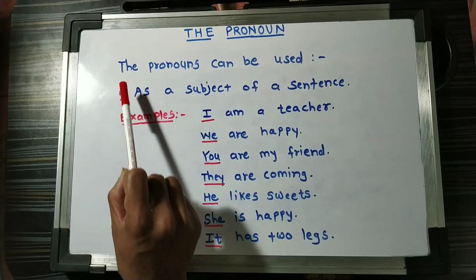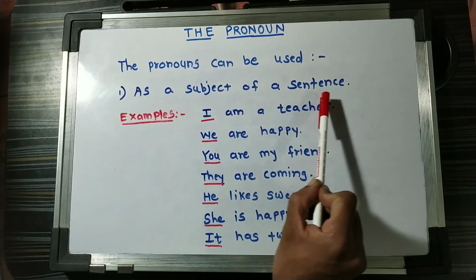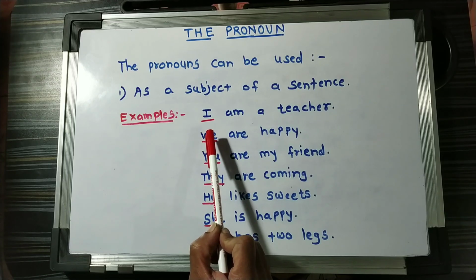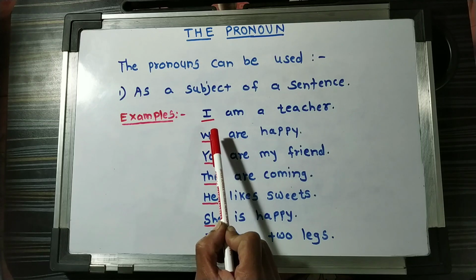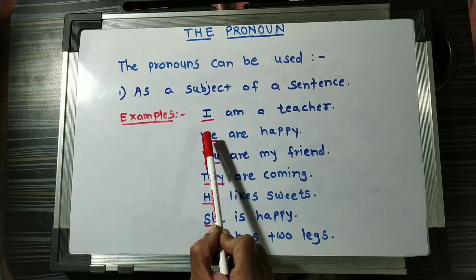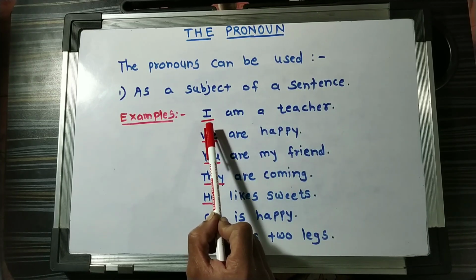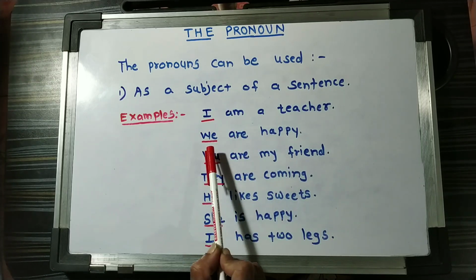The pronouns can be used, number 1, as a subject of a sentence. When pronouns are placed in the beginning of the sentence, they work like subject. Here, I have taken some examples in order to understand this thing. I am a teacher. In this sentence, I is a pronoun and it is placed in the beginning of sentence, therefore it works like a subject. In the next one, we are happy. We is a pronoun and it works like a subject of a sentence.